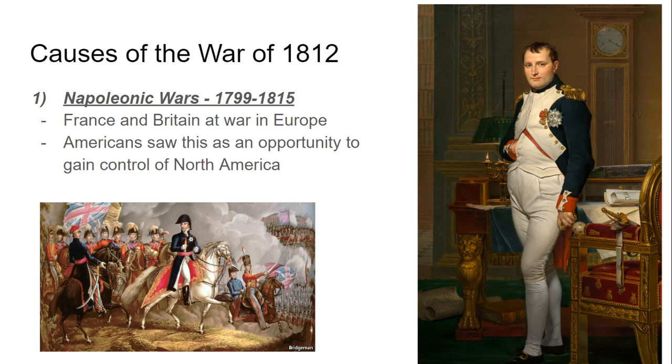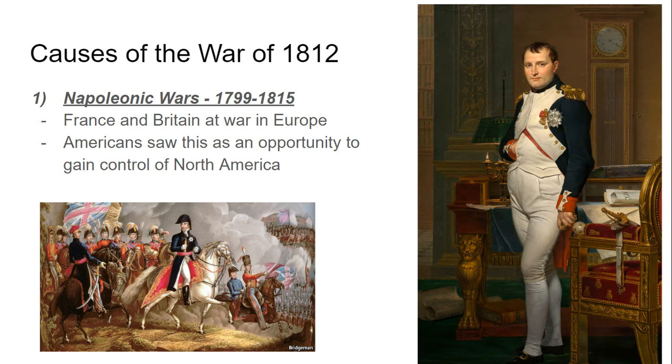So the main overall long-term cause is something called the Napoleonic Wars. On the right here, you've got this dude named Napoleon Bonaparte. He is the commander and the general of France, and his goal is to take over the entire world. Dun, dun, dun. And of course, Britain has a problem with that. They're not going to let the French take over the entire world, and they bring the entire world into war over this, 1799 to 1815.